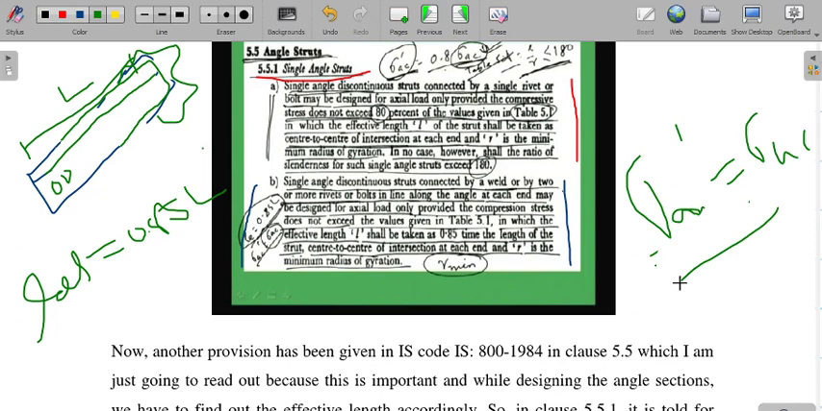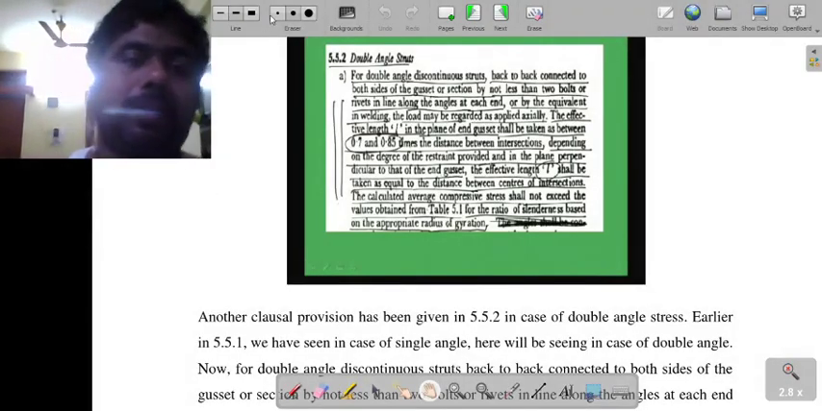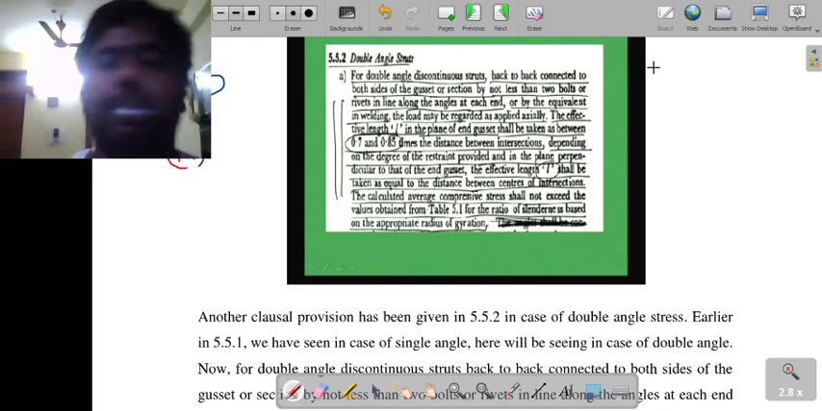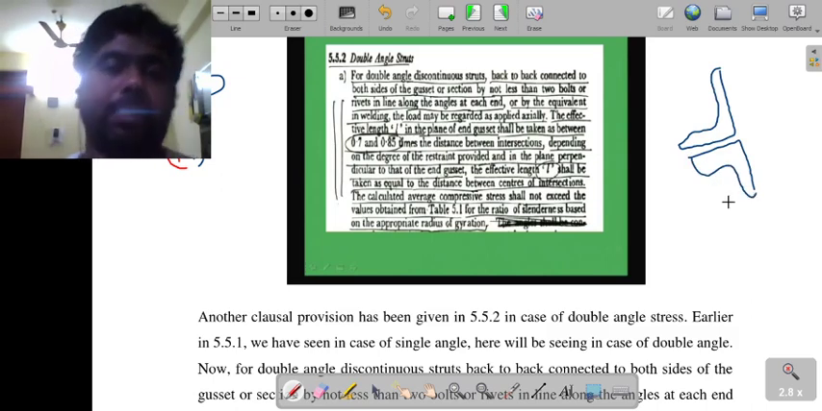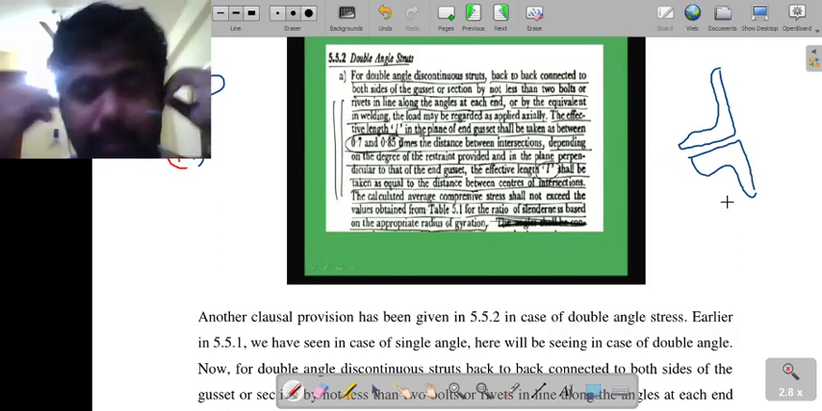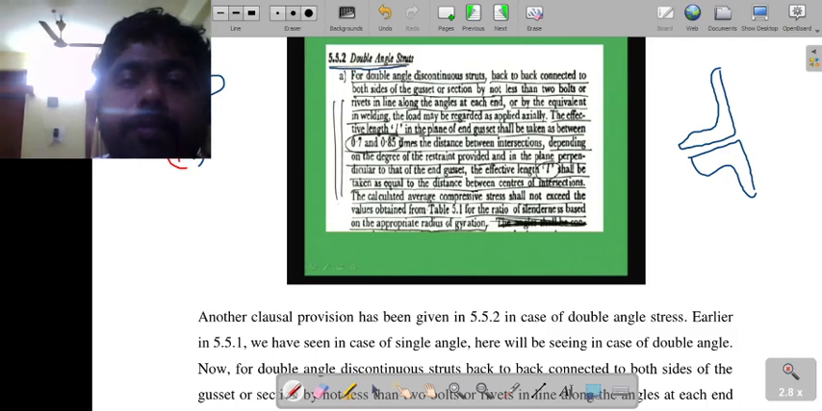Next we will go to double angle strut. Double angle strut, it means what? There is a possibility that 2 angles may be back to back like that, or it is possible that 2 angles are on the same side of the gusset plate. So how to do it? The code book gives specific guidelines for each of the cases. That is available in the code book, clause number 5.5.2.